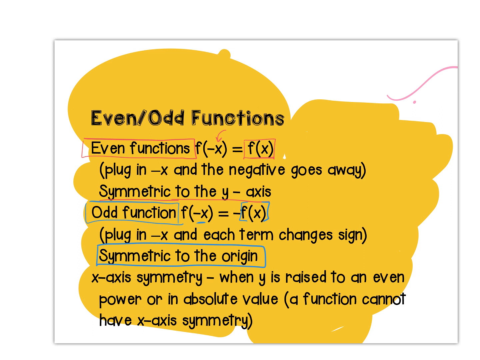And then the last one is what you would get with x-axis symmetry, right? When y is raised to an even power, or in an absolute value, we talked about this already a little bit, then a function cannot have x-axis symmetry, okay? We'll talk about that a little bit more. So right now we're talking about symmetric to the x-axis, symmetric to the origin, and some exceptions here about x-axis symmetry.